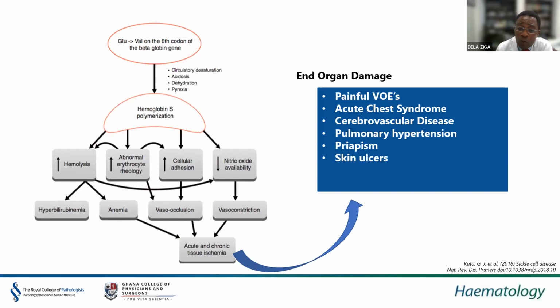Skin ulcers are common because, again, of the occlusion of the vessels along the skin. Retinopathy is observed in these patients around age 10. It's recommended that they begin routine eye exams. We do that in our center here. And avascular necrosis is also a hallmark of this disease.